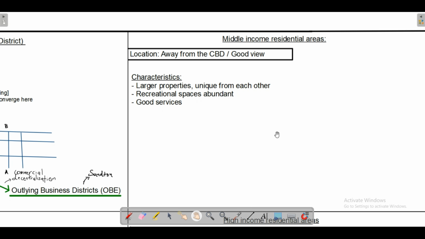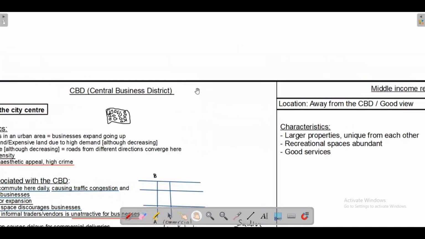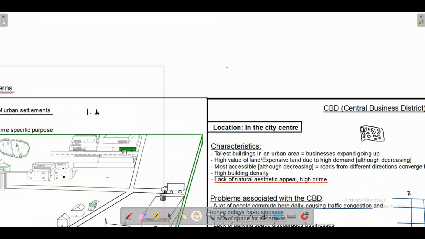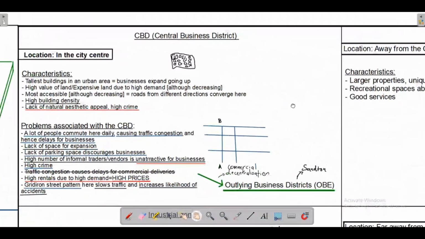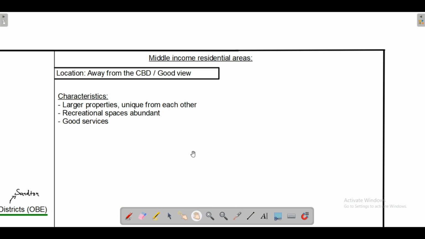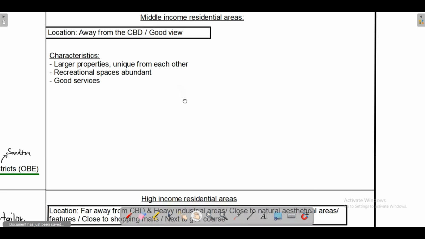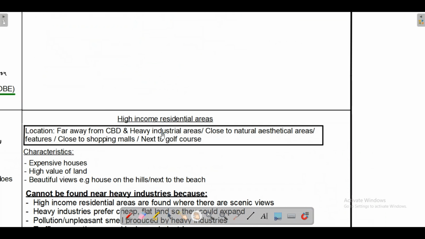Away from chaos, as I said, away from the noise, away from the CBD where there's traffic congestion, away from industrial areas, because you're going to find out that they can afford to buy cars. And so they do not have to be close to the CBD. They do not have to be close to the industrial areas. Okay. They can actually go there with their vehicles, or they earn enough money for them to be able to commute there daily. So that is your middle income and high income.